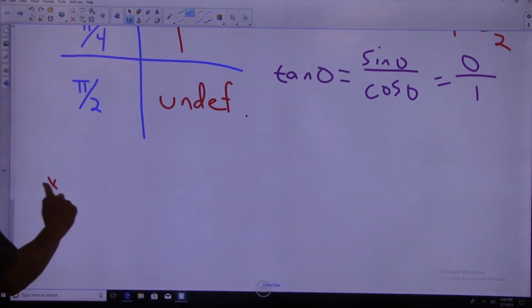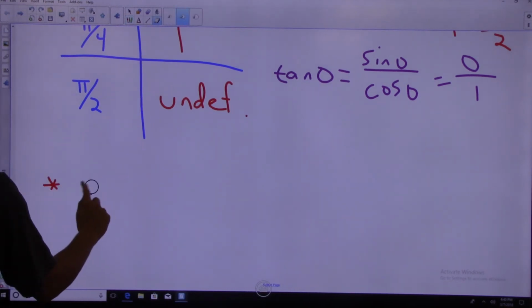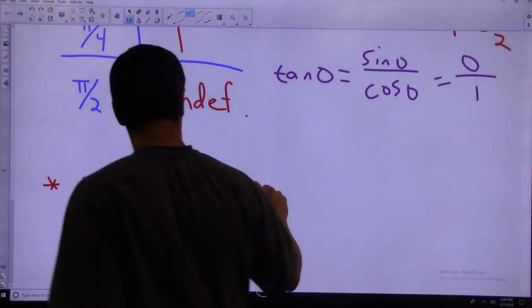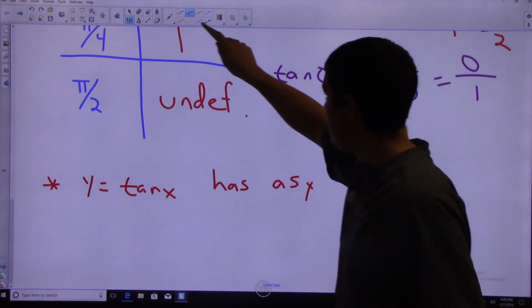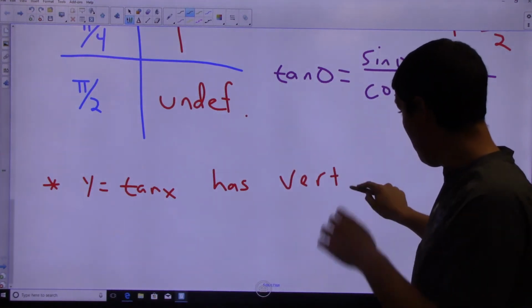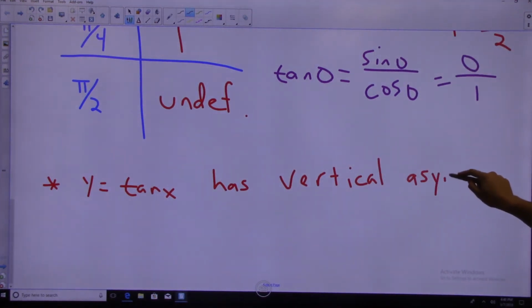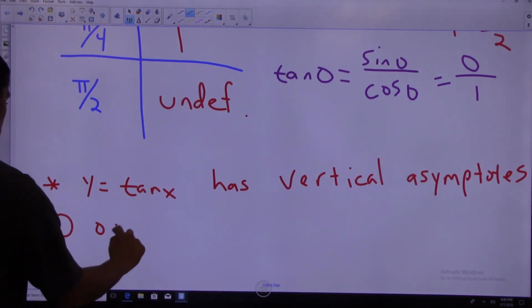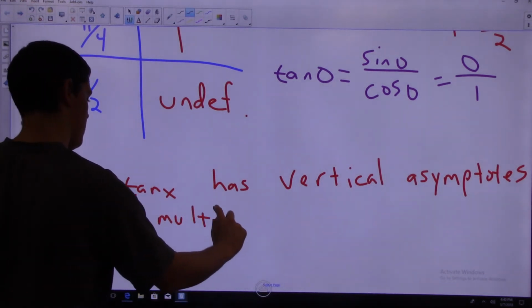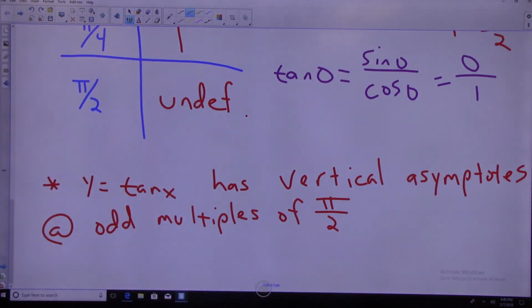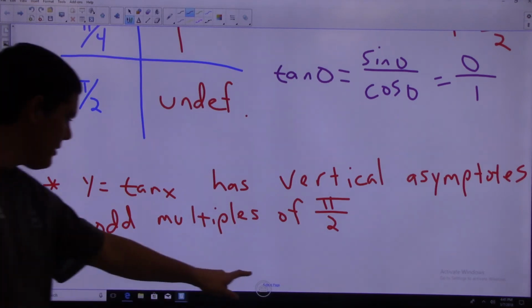Okay? So, let's just say y equals tangent of x has vertical asymptotes at odd multiples of pi over 2. Okay. Let me write the next thing down.